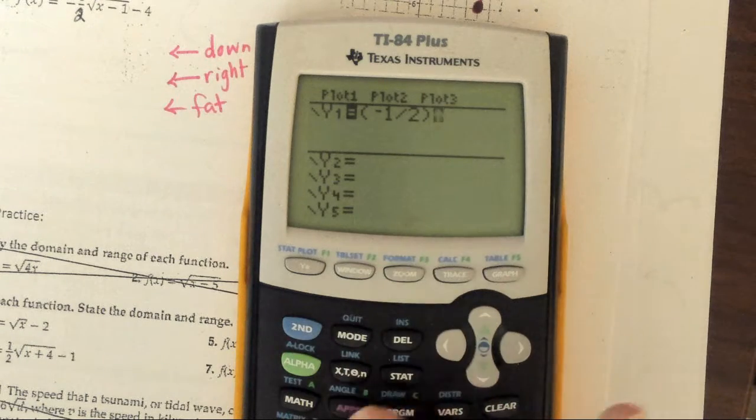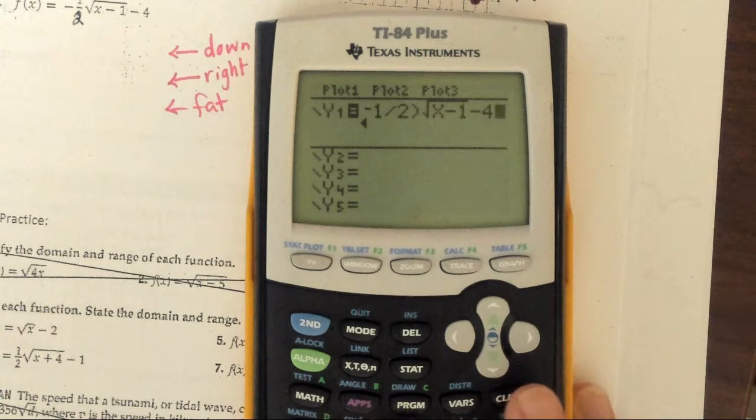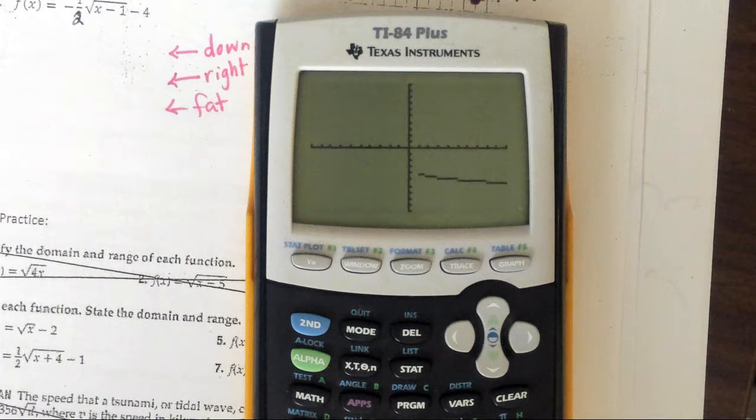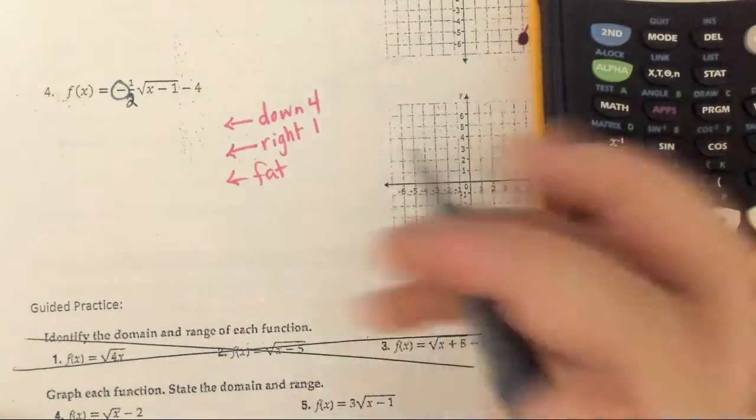Okay, so it says second square root of x minus 1, scroll over 1, minus 4. So I have it looking like my paper. I press graph, and oh crap, this looks weird. Why does this look weird? Why is it going down? Is the fraction the reason it looks weird? It's that, yes, 2 gets the point. It's that negative. We never even addressed it. The negative made me flip.